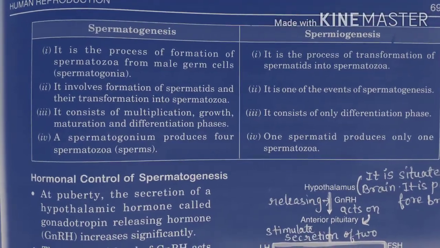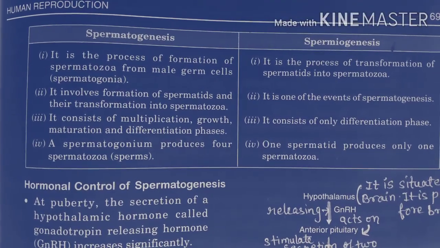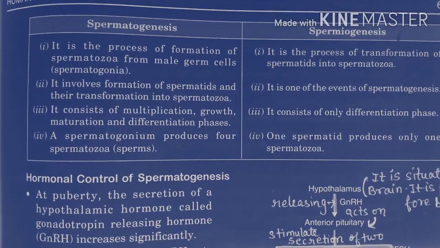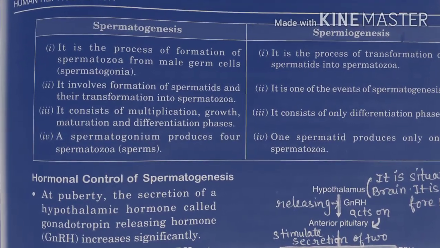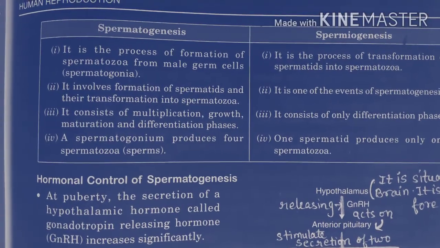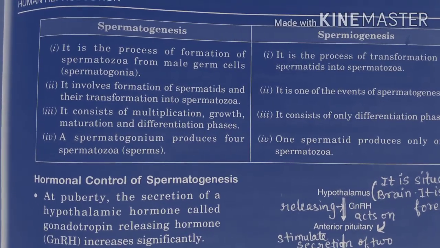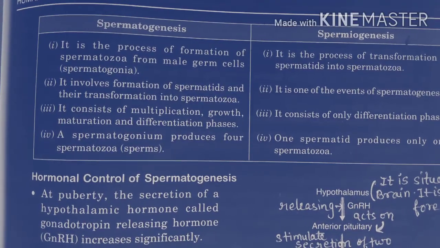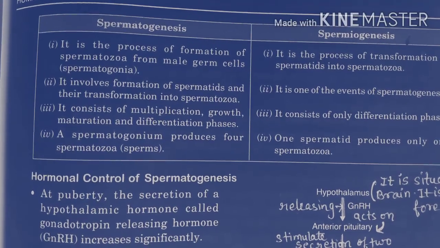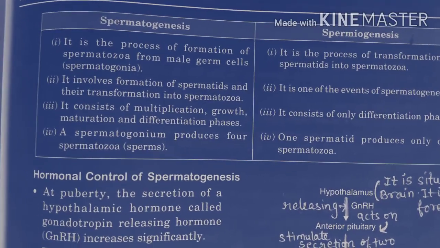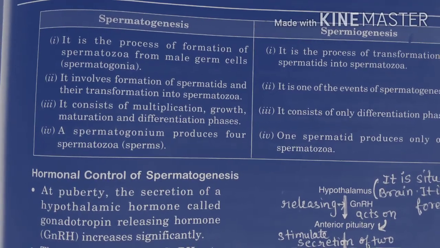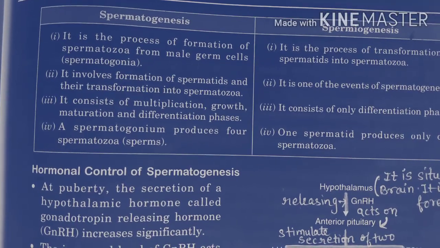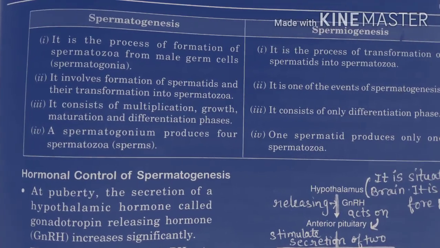Now two comparative processes are there, spermatogenesis and spermiogenesis. In spermatogenesis, the first point is that it is the process of formation of spermatozoa from male germ cells. It means spermatozoa will be formed from spermatogonia. Spermiogenesis is the process of transformation of spermatids into spermatozoa. Second, spermatogenesis involves formation of spermatids and their transformation into spermatozoa.